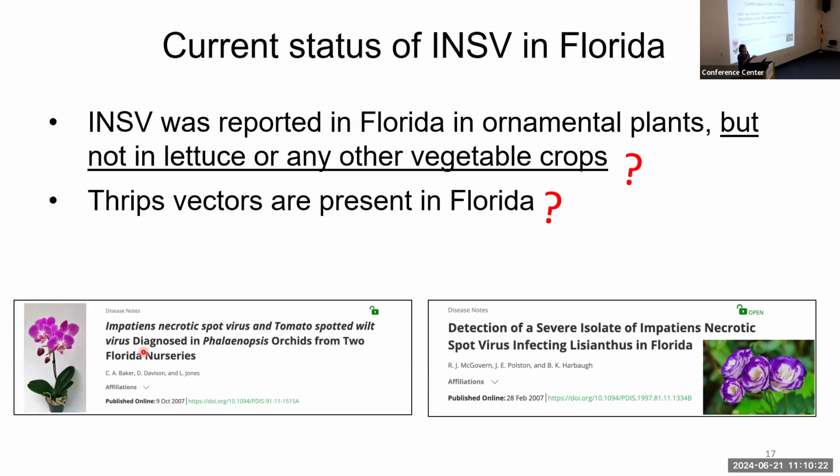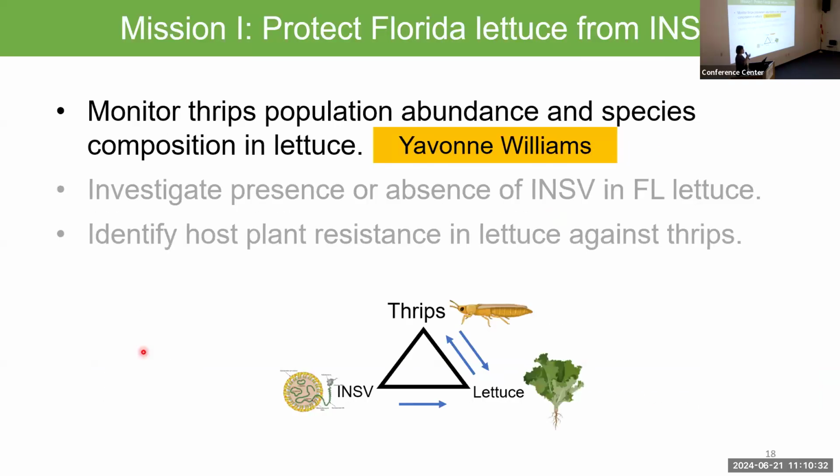So we want to know if the major vector, Frankliniella occidentalis, is the major species in lettuce fields or not. Based on this, the mission here is that we are monitoring the thrips population abundance and species composition in lettuce, and Yvonne is going to tell you more about this.